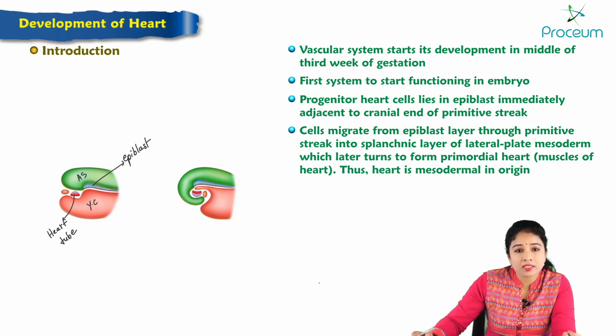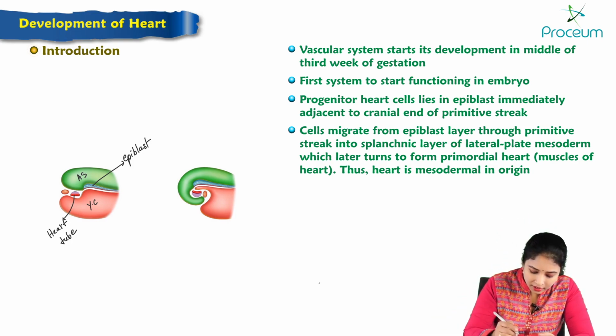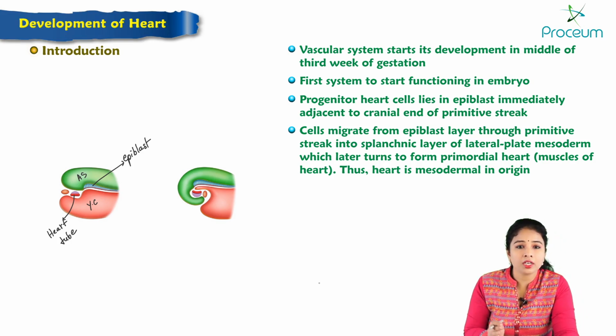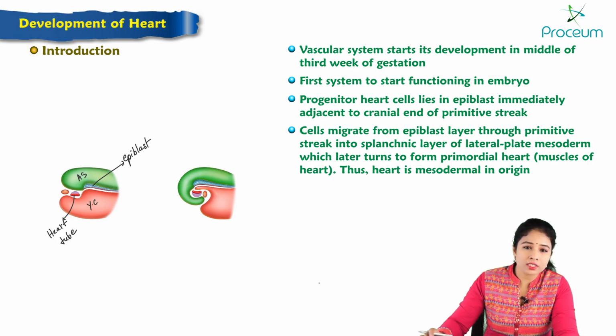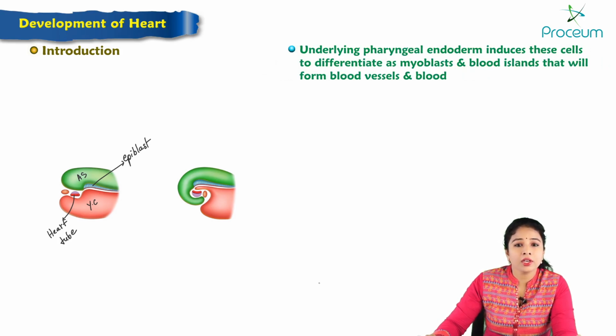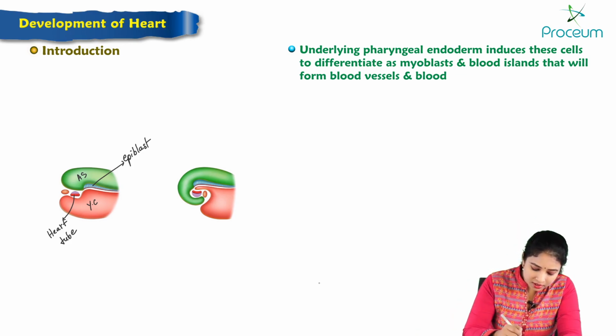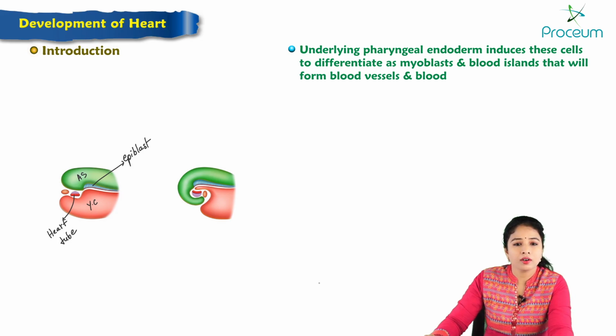The cells of the epiblast migrate through the primitive streak to reach the primordial cardiogenic area. This region where you are seeing the heart tube is the primordial cardiogenic area, which contains a cluster of cells, seen approximately on the 16th day of gestation. Once these cells are established in the cardiogenic area, the underlying pharyngeal endoderm induces them to differentiate as myoblasts and blood islands, which will form the blood vessels and blood. It also induces the myoblasts to form the wall of the heart tube, and also the blood.